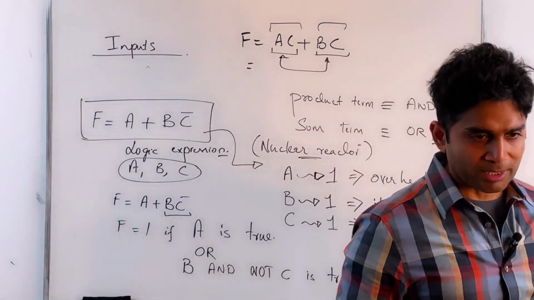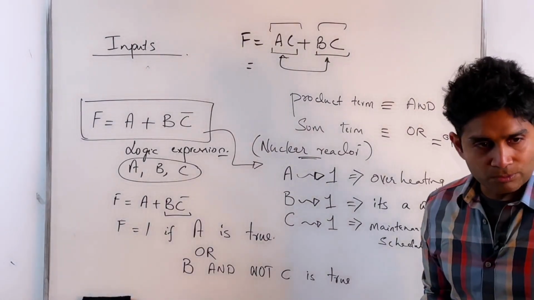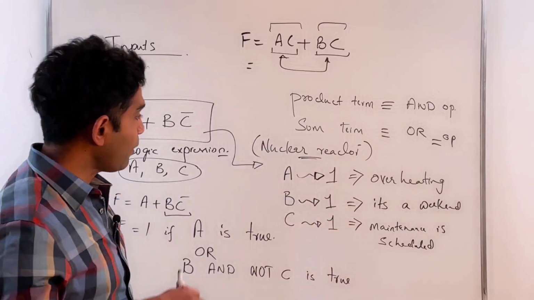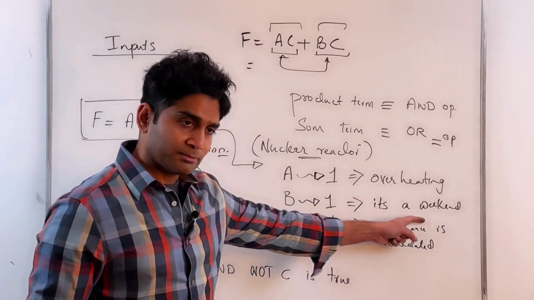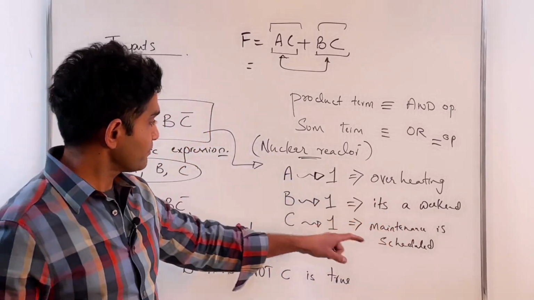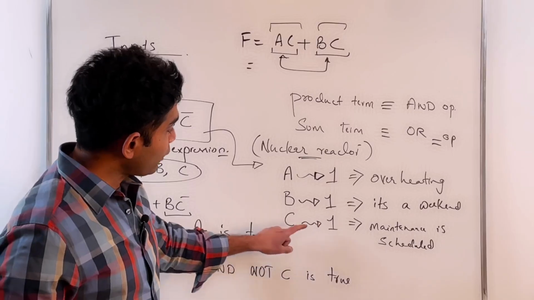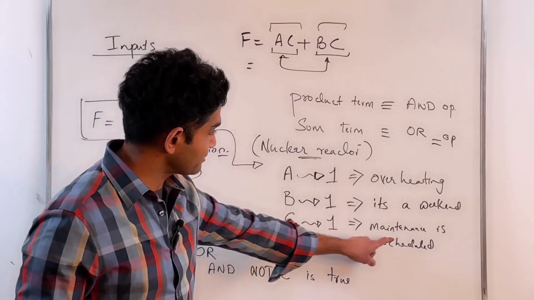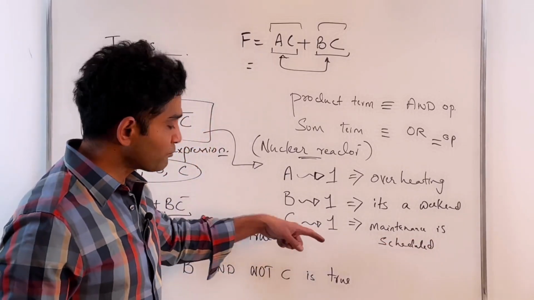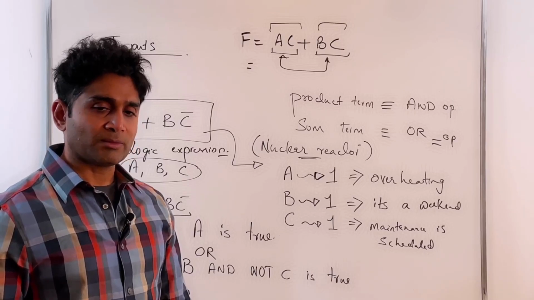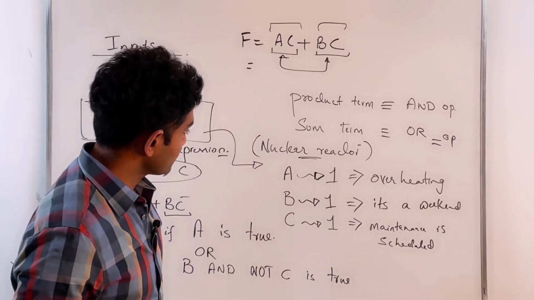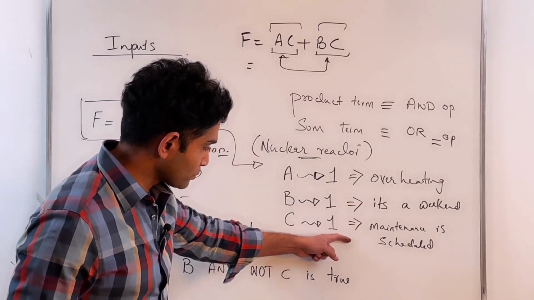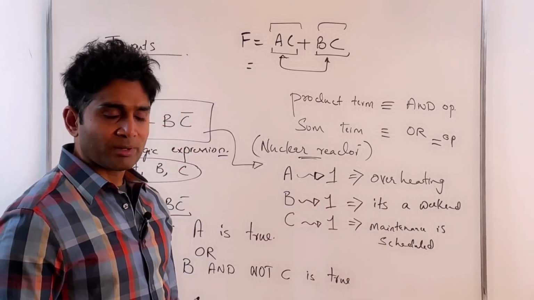A plus BC prime. F is true if it's overheating, then it has to shut down. Or it's a weekend. B is true. Okay, if it's a weekend, B is true, and not C. Right? That means there should not be any maintenance schedule. So if C is true, that means maintenance is scheduled. C is false, that means maintenance is not scheduled, right? So it's a weekend and there is no maintenance scheduled. Then also my F is true.